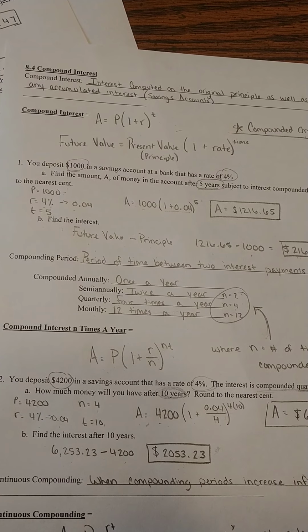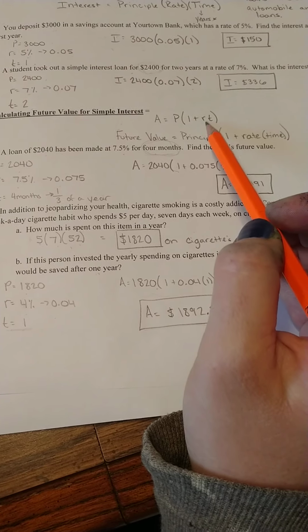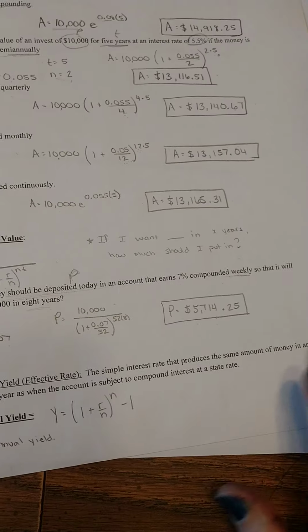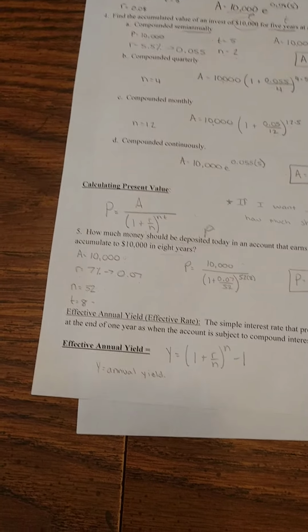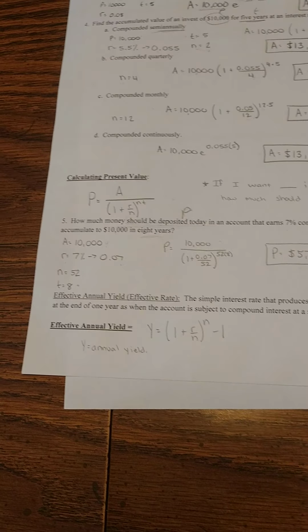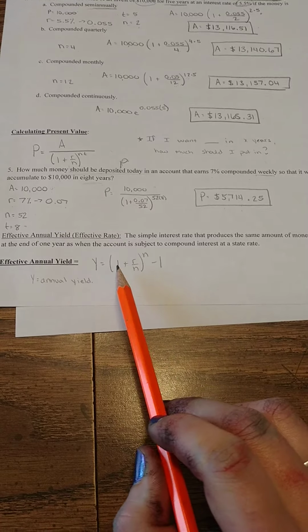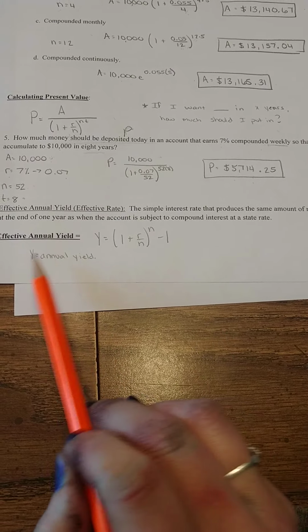What you did in your other notes, your notes from 8.3, was this formula. We are finding the number that is like a conversion rate. We want simple interest instead of compound interest, so we're finding the number that is the simple interest. To find that, you do y equals 1 plus r over n to the n, minus 1. And this is our annual yield.